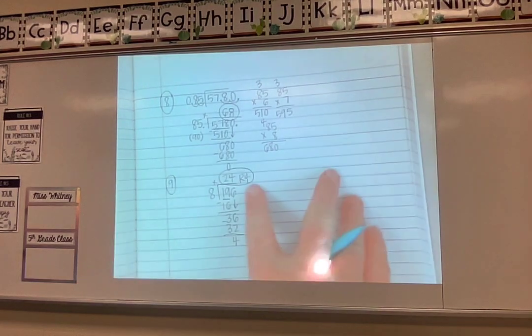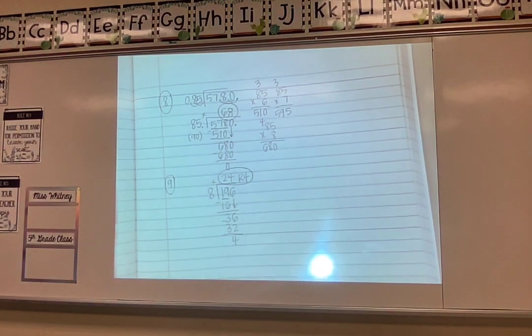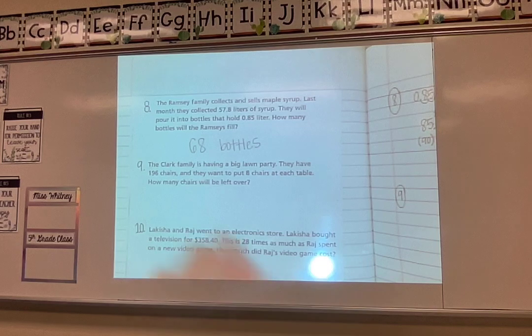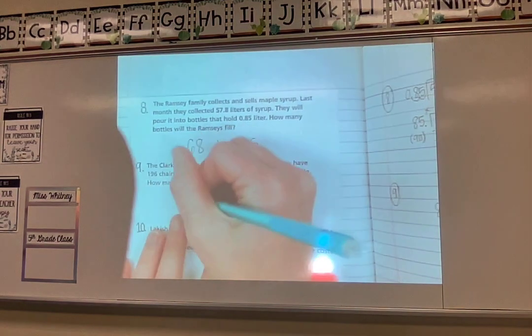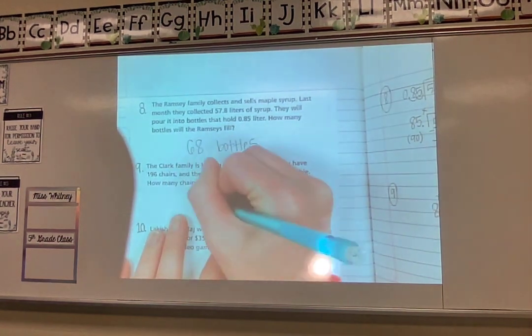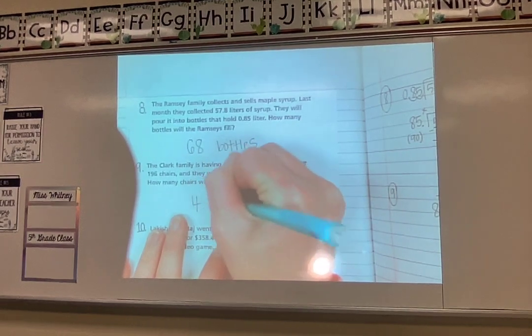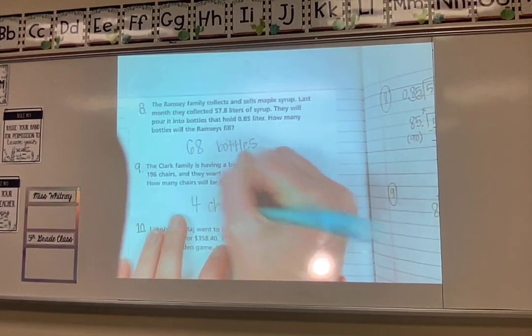Now I have to use my answer here to answer the question that they're actually asking. How many chairs will be left over? Well, remember, my remainder tells me the leftovers. So my remainder was a 4. So to answer the actual question, I would just put 4 chairs because that is what is left over.